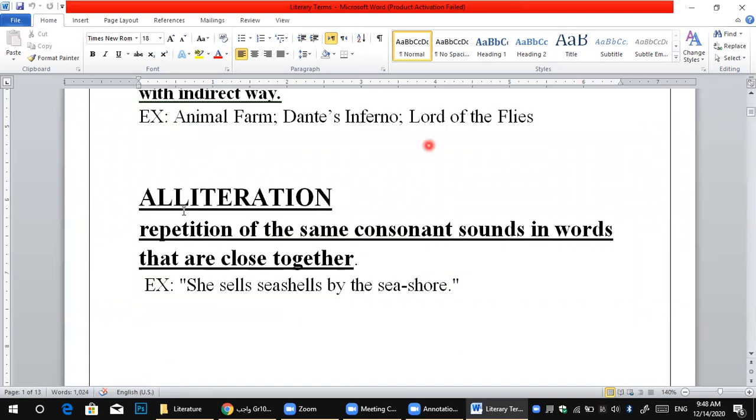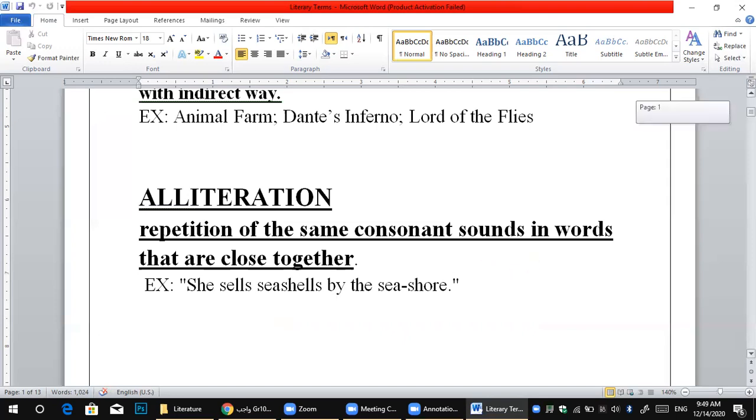The second one we have discussed before also is called alliteration. Alliteration is when you repeat the same consonant sound. For example, she sells seashells. So this is called alliteration. Why alliteration? Because they repeat the same consonant sound.